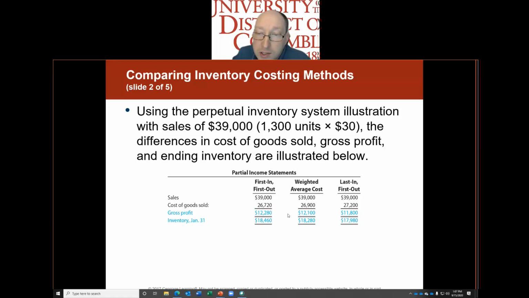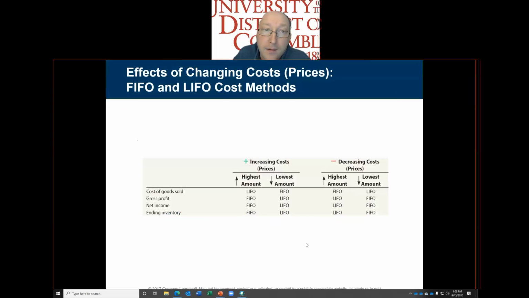So we can see from this illustration, based on gross profit, the first in, first out method is best. However, in order to achieve the lowest inventory balance, last in, first out is best. Again, it really depends on the objective of the company. And here's how the differences look. This represents the differences for each.